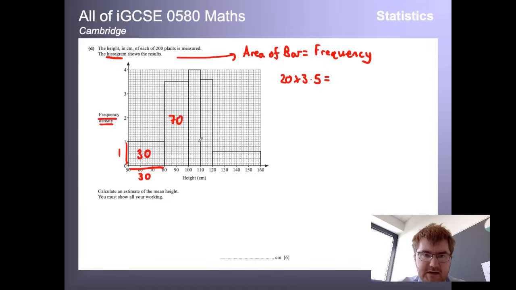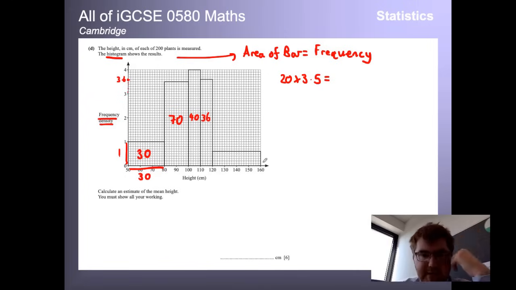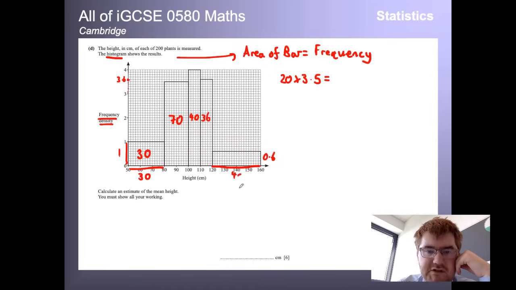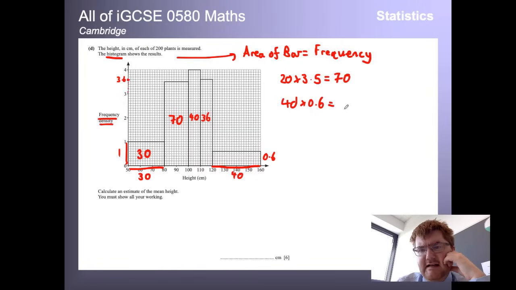And then this one, we've got 10 times 4. That's equal to 40. And the next one, that's 10 times, let's be careful with the scale here, 3.1, 3.2, 3.3, 3.4, 3.5, 3.6, so this is 3.6, so 3.6 times 10 is equal to 36. The last one here, this is 40 going across times, I'm going to have to check this quite carefully here. I think this is 0.6. So 0.1, 0.2, 0.3, 0.4, 0.5, 0.6. So this is 0.6. And 40 times 0.6 is equal to 24.